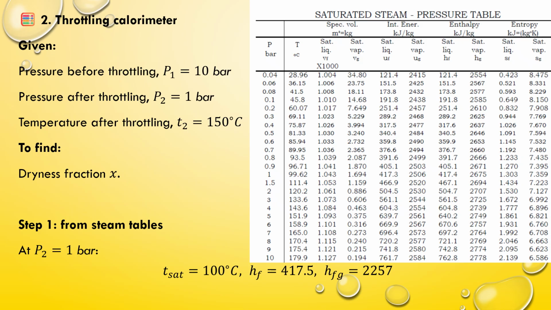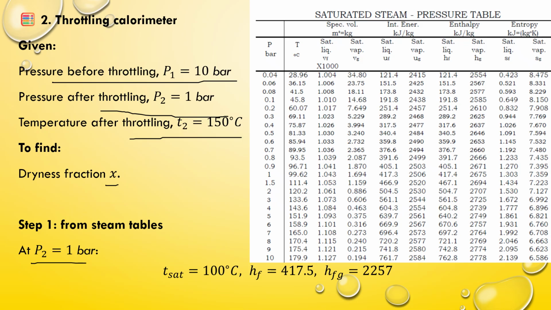So let us solve one numerical so you can easily understand what is going on. You can see the pressure before throttling is 10 bar, after throttling is 1 bar, after throttling the temperature is 150. What is the dryness fraction? So what you can see here is your P2 is 1 bar.